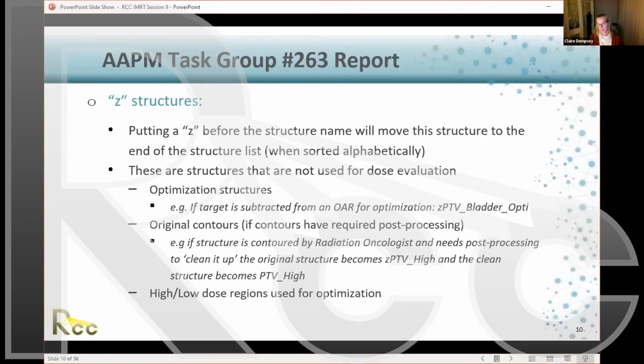And then you might keep the original contour as a Z PTV and then the radiation oncologist name, just so that you know who did the contour and that it remains as part of the plan. And so you've got the history of the contours there as well. And the other thing you can use Z structures for is your high, low dose regions that are used for optimization. So we'll cover these Z structures in more detail later on in the presentation. So we'll cover those specifically.